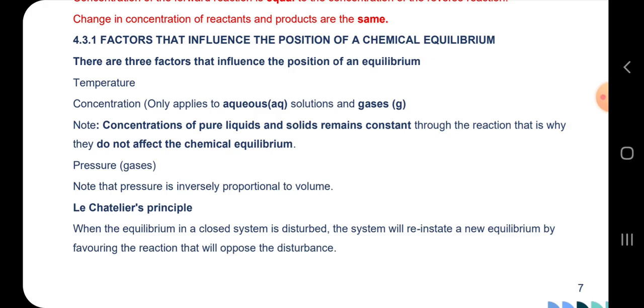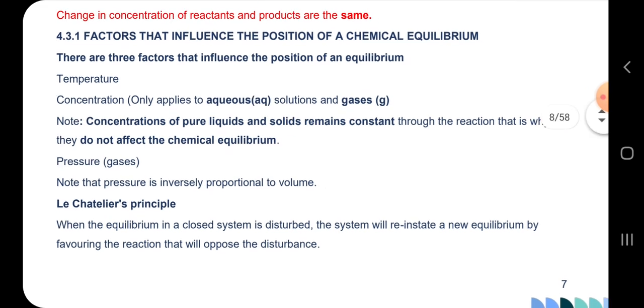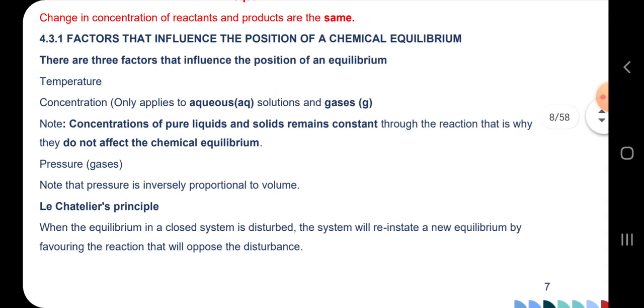And then pressures and gases. Note that pressure is inversely proportional to volume. So when the volume goes high, the pressure goes down. When the pressure goes down, the volume goes high. So they're inversely proportional, okay? And then we are going to look at Le Chatelier's principle.